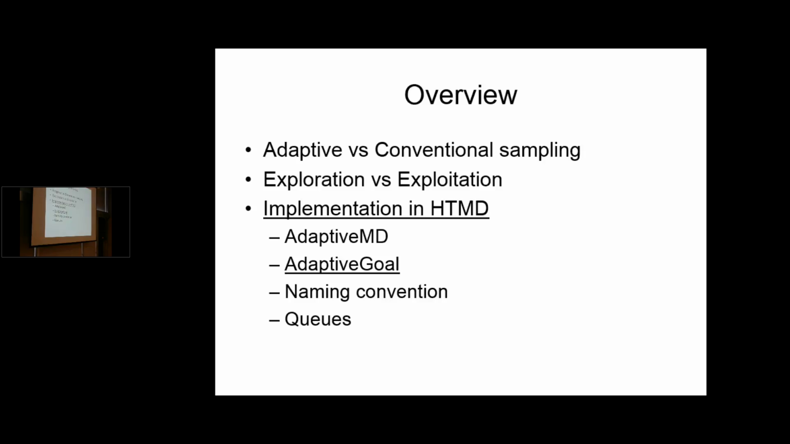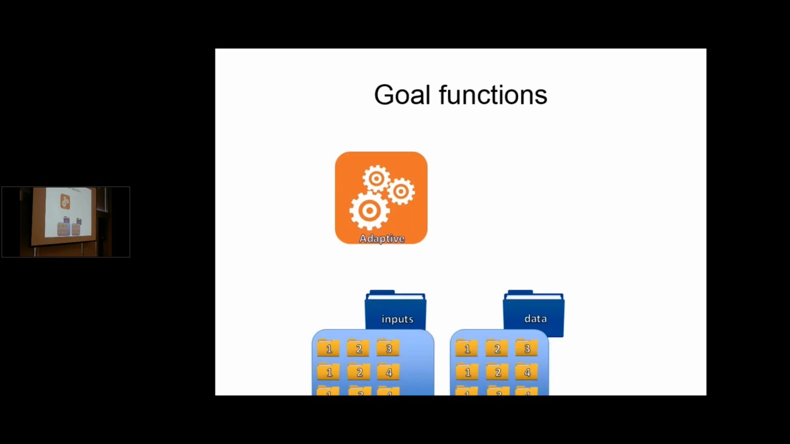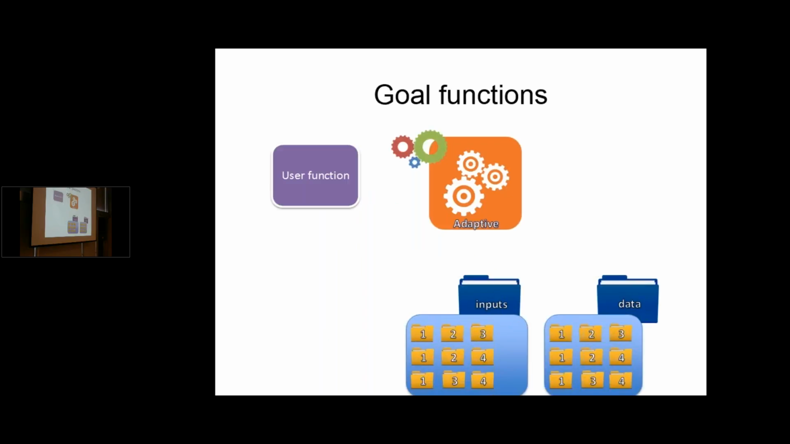So let's look at the adaptive goal now. If we want to do exploration and exploitation sampling, we need to define what we call goal functions. So these goal functions work as follows. Before, I was saying that if you want to calculate a new epoch, you just took your data, did some adaptive sampling, and wrote out some input, right? But now we need to define a goal function.